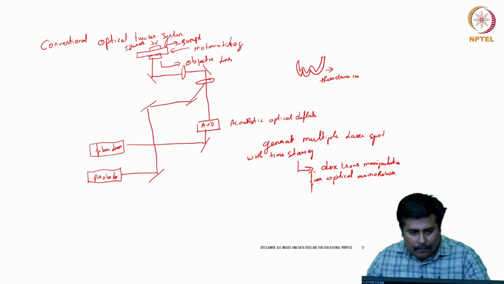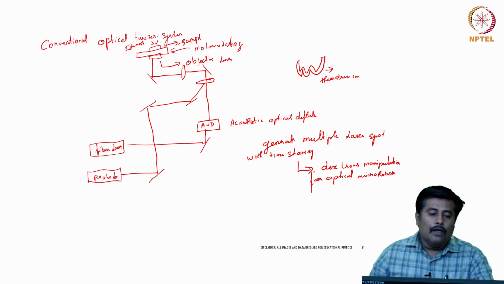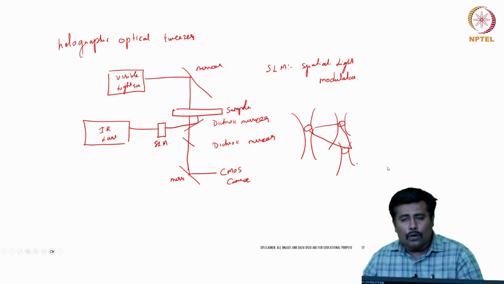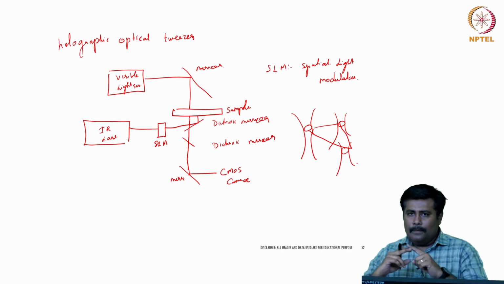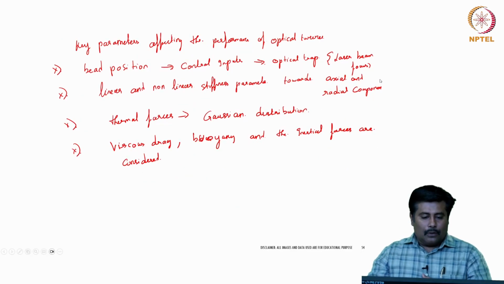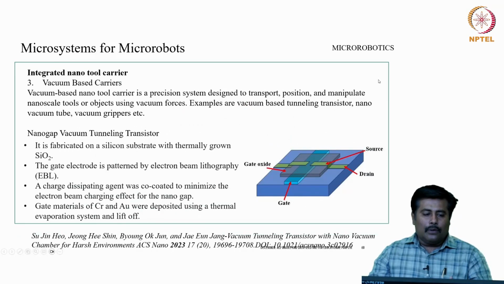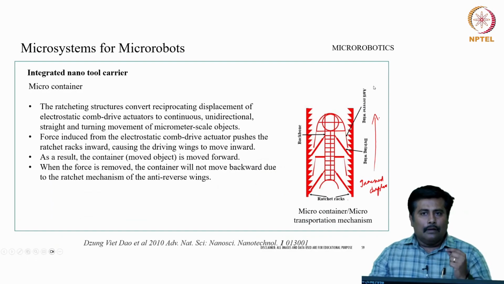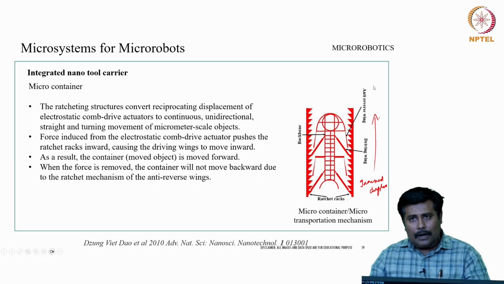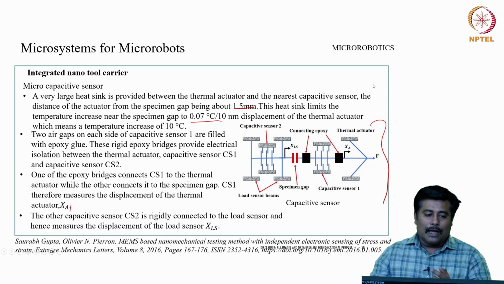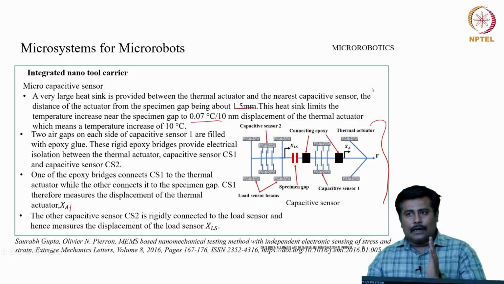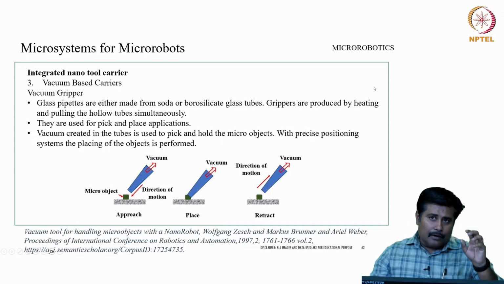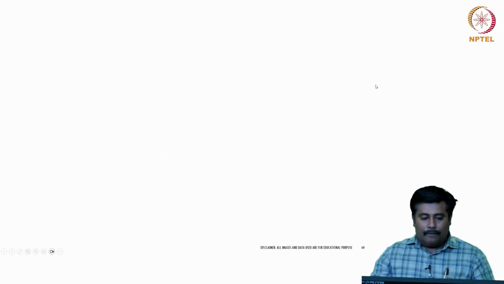What are the different configurations of optical manipulation? This is a conventional optical tweezer system with acoustic deflection, and then we also have a holographic optical tweezer, using which we can map multiple systems in this particular orientation. And then as far as micro and nano tools are concerned, appropriate tool carriers are deployed. One is vacuum based, another is tunneling based, third is a mechanical transportation based mechanism, and then there are capacitive sensors, and we also have a vacuum arrangement which is used for appropriate vacuum suction.